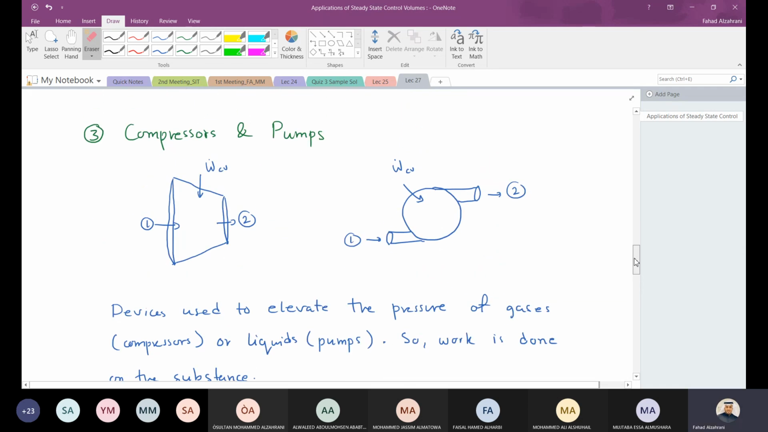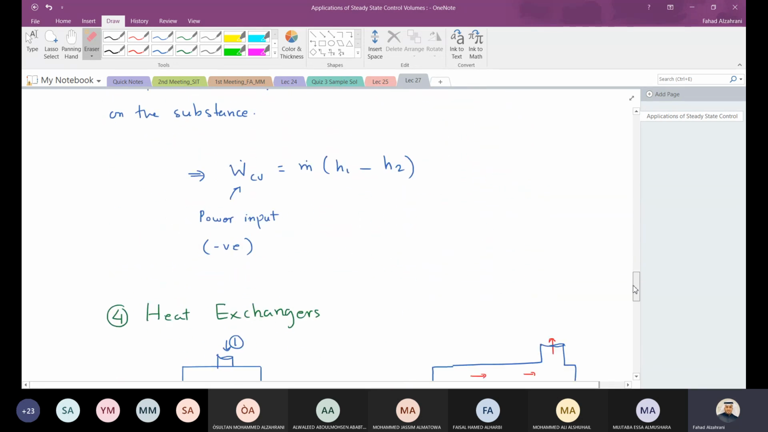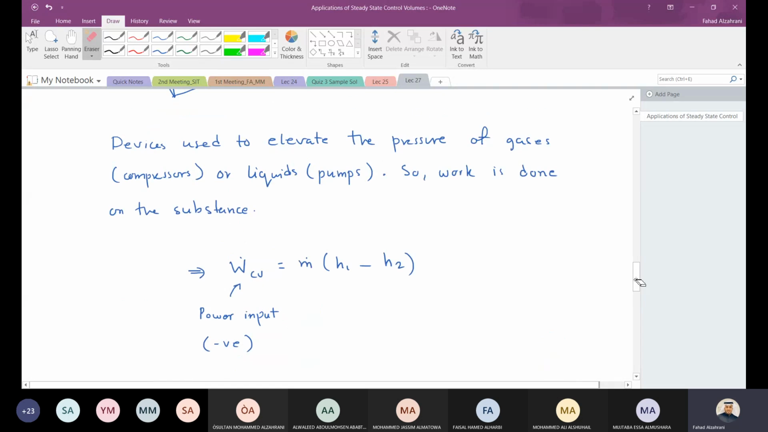Is that clear? So again, compressors and pumps are used to increase the pressure of a gas or liquid. If it's a gas, it's a compressor. If it's a liquid, it's a pump. And then we can neglect potential energy, kinetic energy, and heat transfer, and so simplify the energy balance into this form.